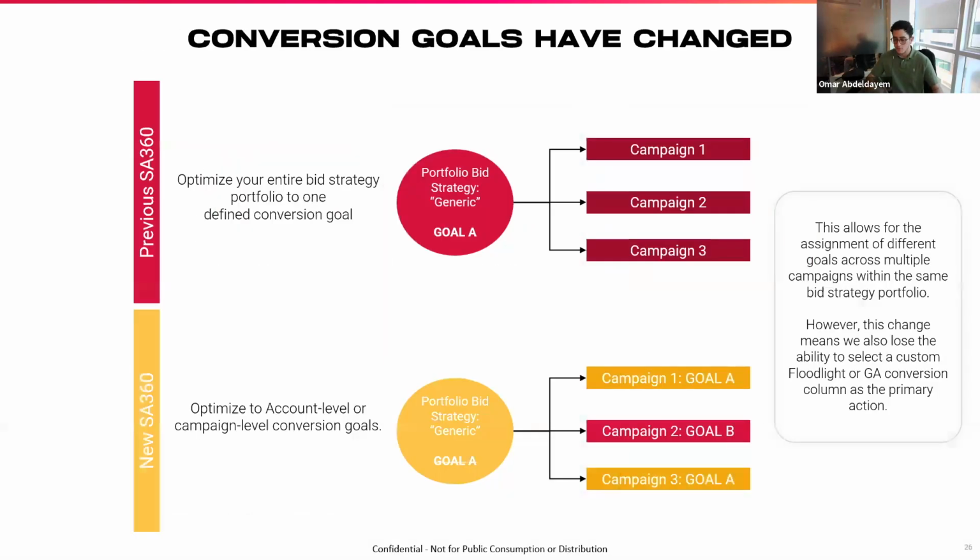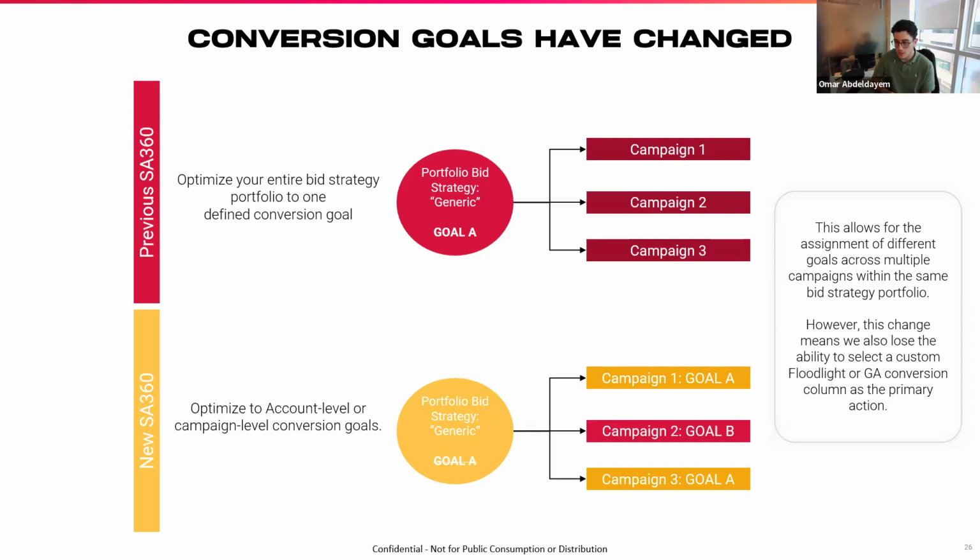Now, discussing conversion goals and overall conversions, they have also changed a little bit with the new SA360 update. So in the previous SA360, we could actually optimize a single bid strategy towards one conversion goal. Initially, when you were creating a bid strategy, you had to select the conversion goal first, and then the campaigns under that bid strategy, which means that all of those campaigns would be bidding towards that one conversion goal. However, with the new SA360, conversion goals can now be made at an account level or even at a campaign level, which means that every single campaign can have a unique goal, and the bid strategy itself is no longer tied to a single goal.